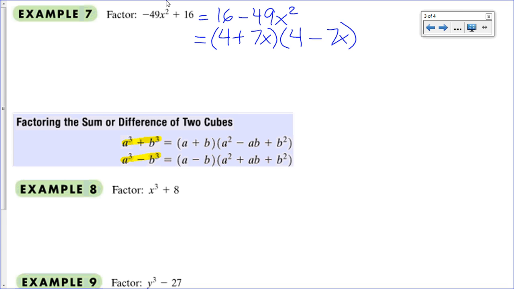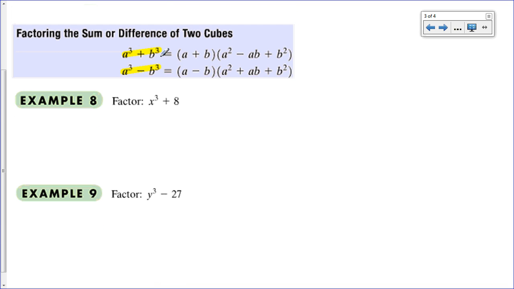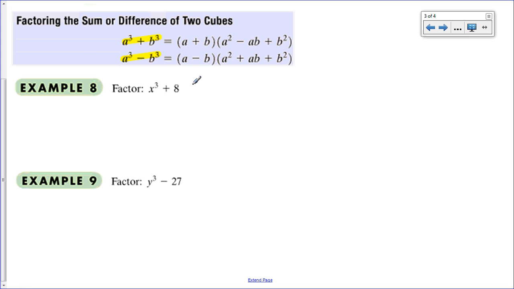Now the last thing I need to cover is finding the sum or difference of cubes. And remember, with squares, we were only allowed to factor difference of squares, but with cubes, we could do both, the sum and the difference. So the first example, it is a sum of cubes because we're adding. So because of that, I'm going to be using this formula here.